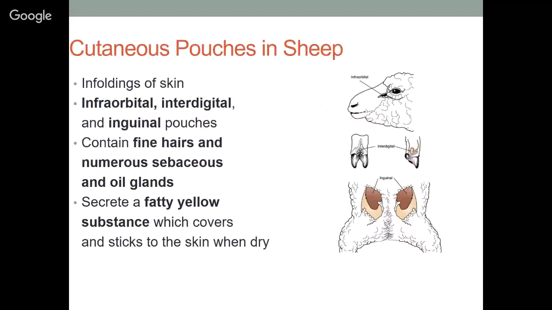The chestnuts are where the thumb would be, if you want to think of it that way. Cutaneous pouches in sheep are a little bit different. We don't see this in any other species.